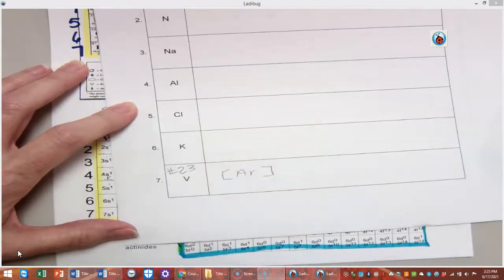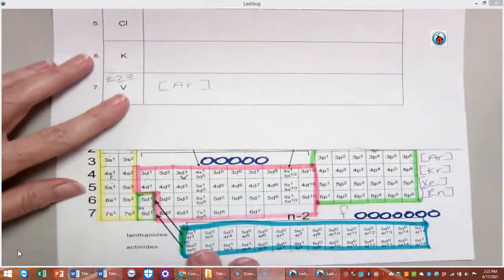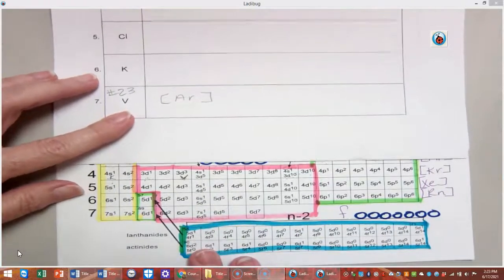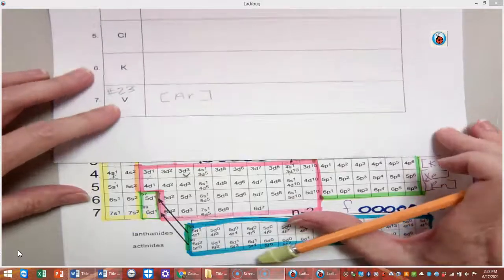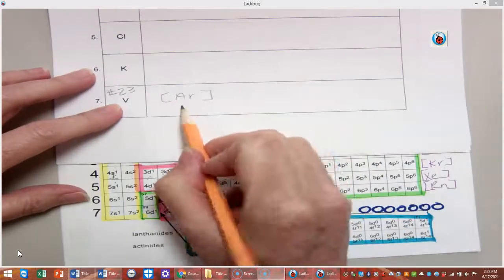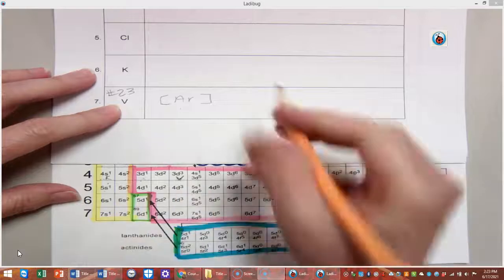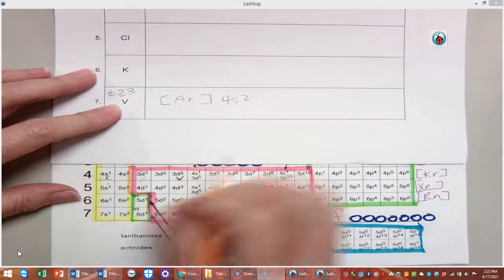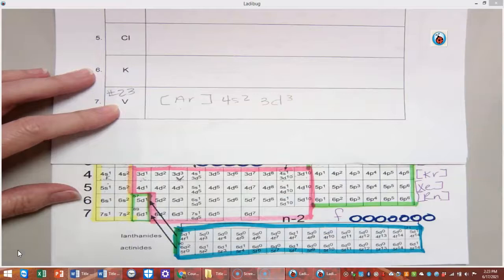So I put it in brackets. And then I'm going to start my configuration from where? I'm going to start it from the 4th electron level. So I'm not going to write all of this back here. I've shortcutted it to right here. And then I start on the 4th electron level, so I go 4s2, 3d3. So that cut out a lot of work, right?